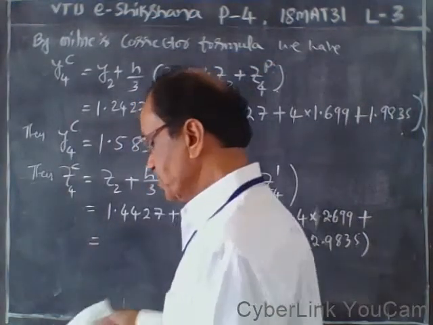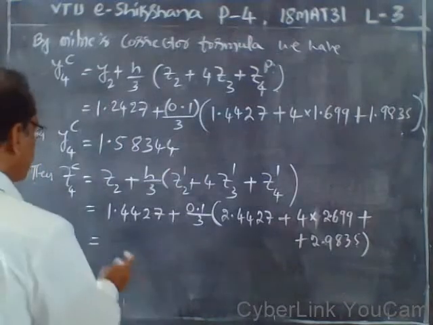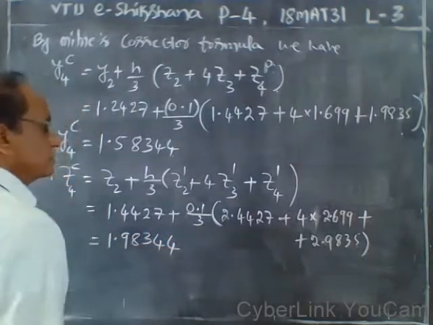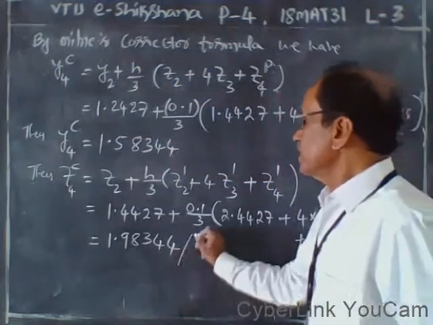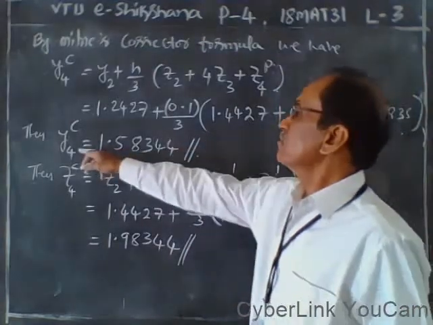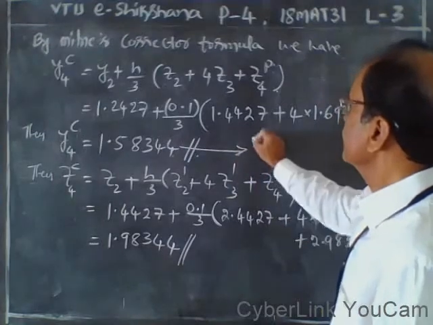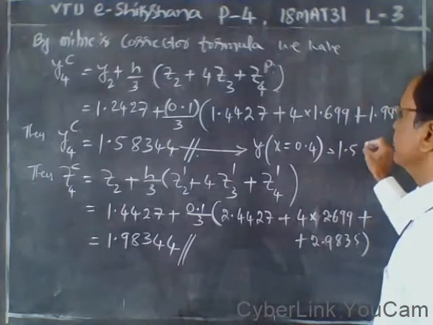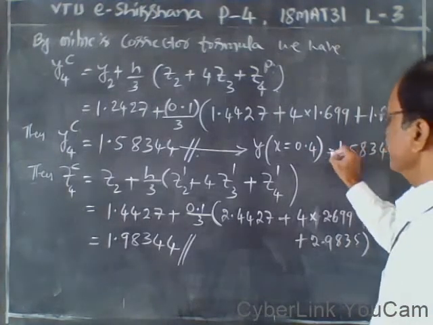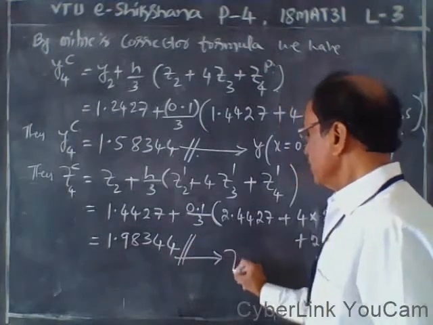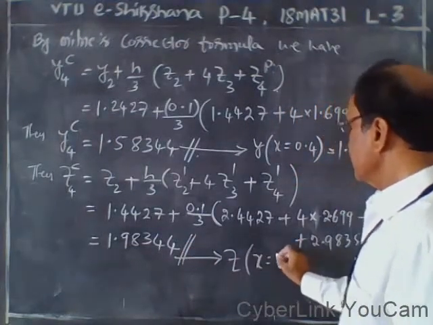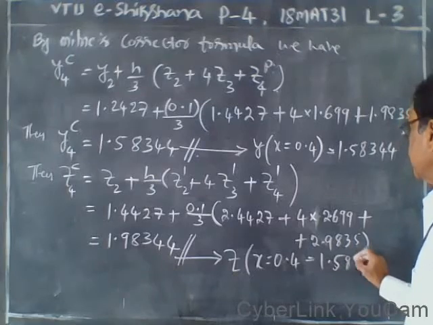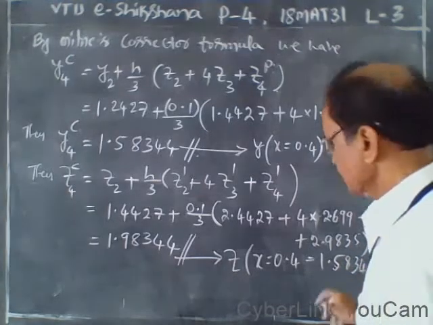Then the simplification comes to be z4c equal to 1.9834. Therefore, this is the final value. What is the meaning of this? Y at x equal to 0.4 is nothing but 1.58344. And z at x equal to 0.4 is equal to 1.58344. Sorry.